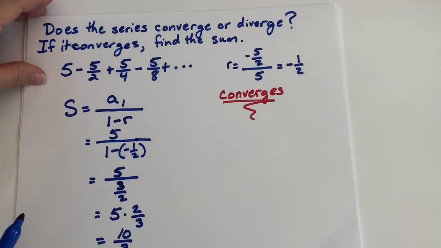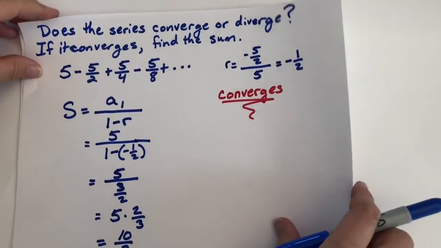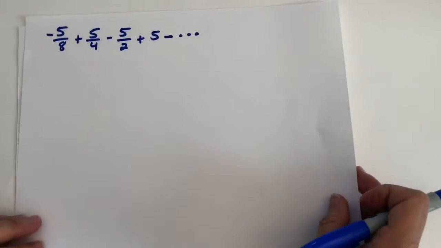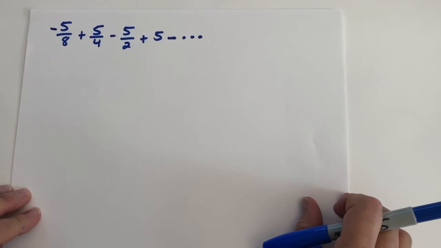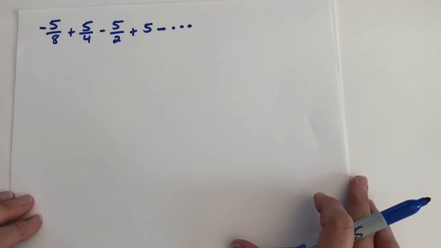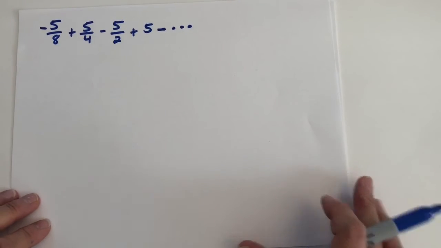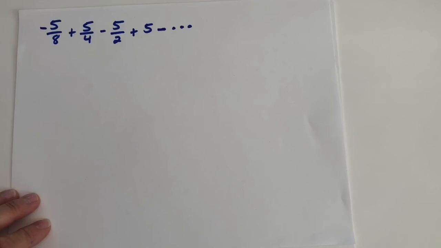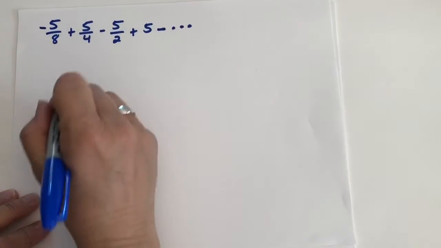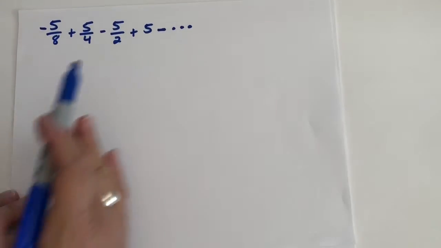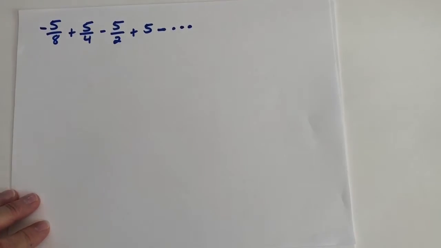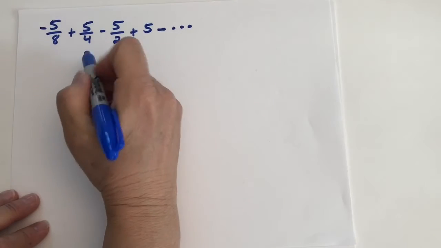Let's do another one. The same question, I didn't write the directions down again, but the question is still the same. Does the series converge or diverge? And if it converges, what is that sum? So we're looking at our r value. To find your r value, if you know that it's geometric, you can take any term and divide by the previous term. Doesn't matter which ones you use. I will use the first two.